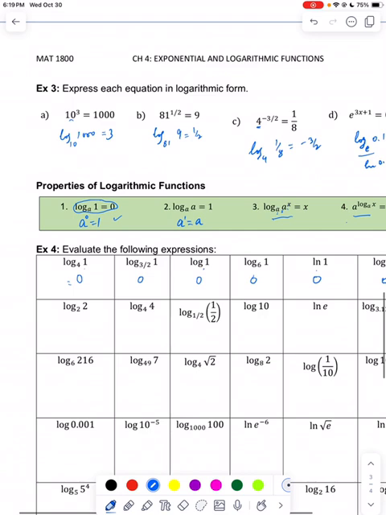Now what do we have here? Log of 2 to the base 2. Which is that? That is the second property here.